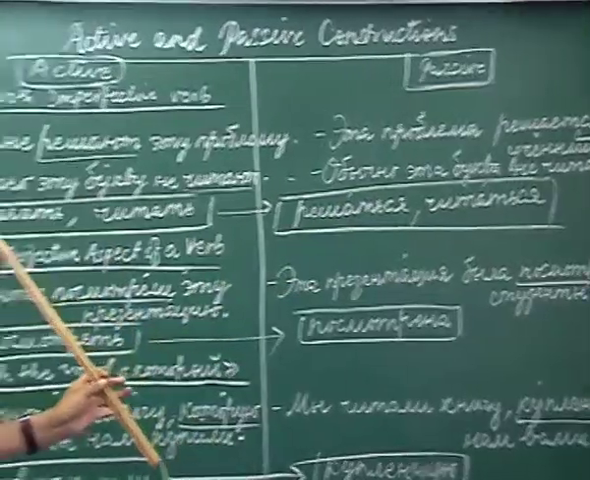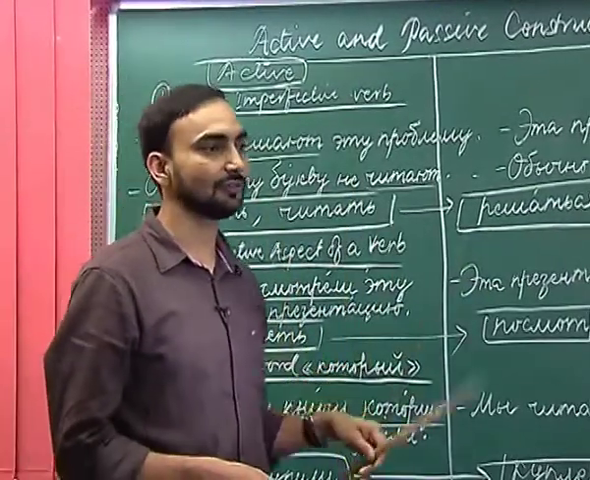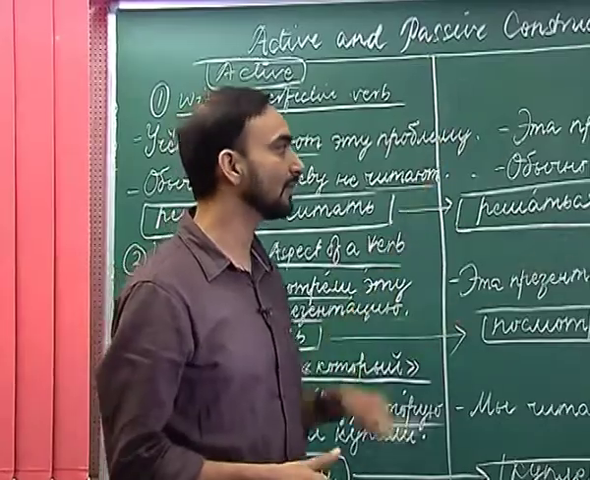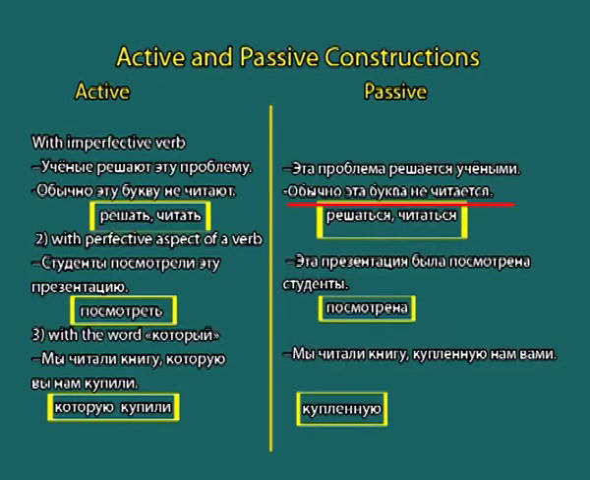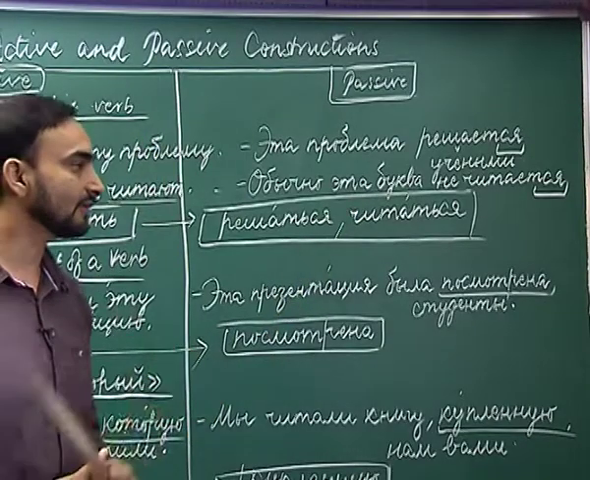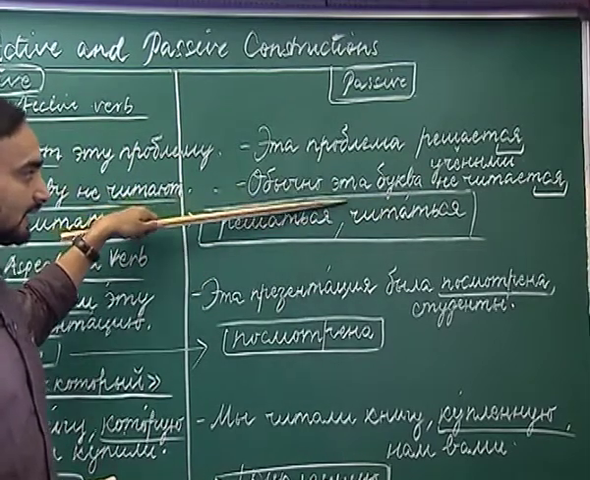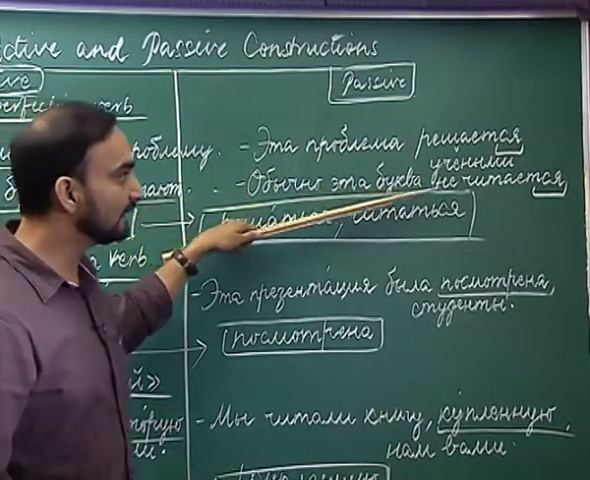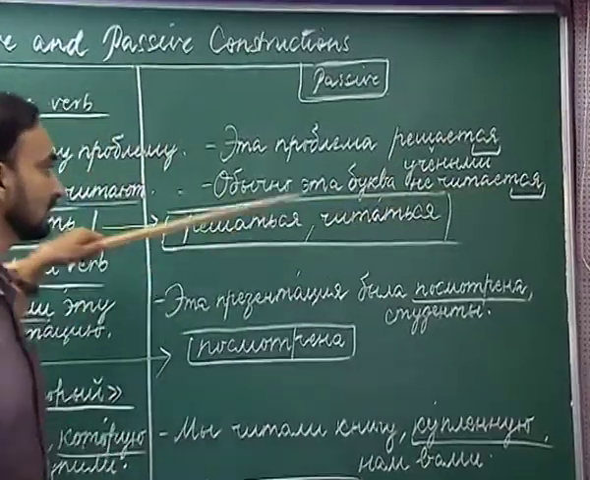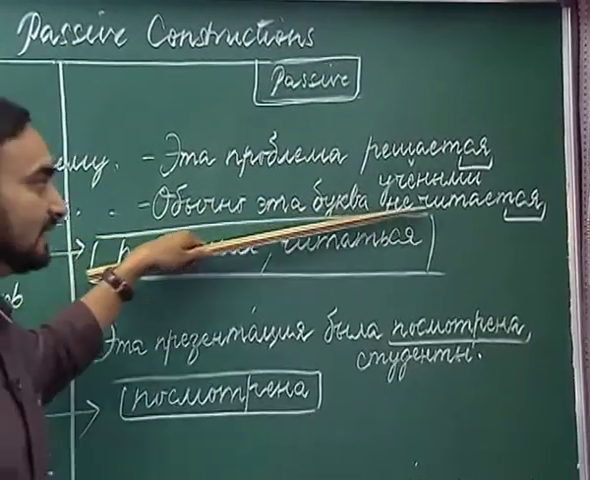The next example was abhichna etu bukvu ni chetayut. Usually this letter is not pronounced. So, how do we change this sentence into passive construction? Abhichna eta bukva, the same way as we have done in the first sentence, we will bring the object in the beginning. So, eta bukva ni chitayatsa. Abhichna eta bukva ni chitayatsa.